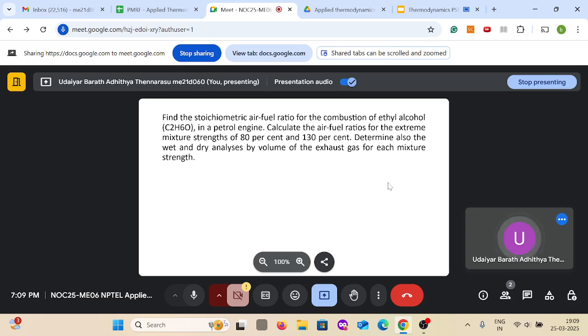So the next question is, find the stoichiometric air fuel ratio for the combustion of ethyl alcohol in a petrol engine. Calculate the air fuel ratio for the extreme mixture strengths of 80% and 130%. Determine also the wet and dry analysis by volume of the exhaust gas for each mixture strength.